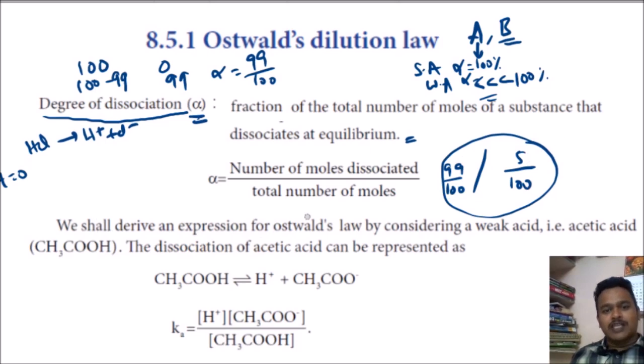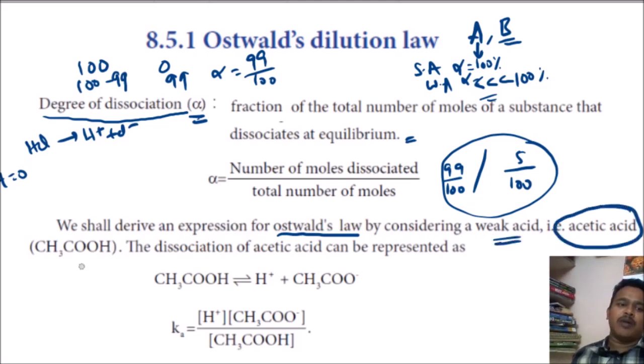We shall derive an expression for Ostwald's law by considering a weak acid. What weak acid are we taking here? Acetic acid, formula CH3COOH. The dissociation of the acid can be represented like this: CH3COOH gives H plus and CH3COO minus. The dissociation constant Ka, which we already studied, is written as the product concentrations divided by the reactant concentration.